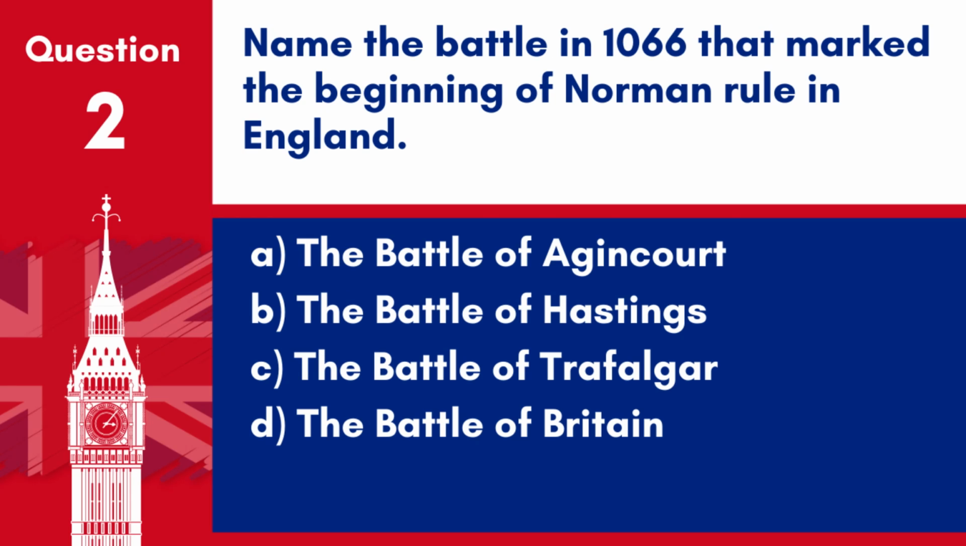Question 2. Name the battle in 1066 that marked the beginning of Norman rule in England. A. The Battle of Agincourt, B. The Battle of Hastings, C. The Battle of Trafalgar, D. The Battle of Britain. Answer: B. The Battle of Hastings. The Battle of Hastings in 1066 marked the beginning of Norman rule in England.